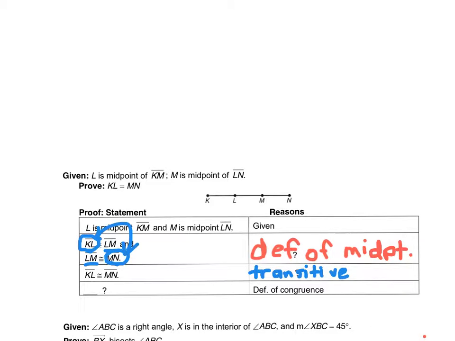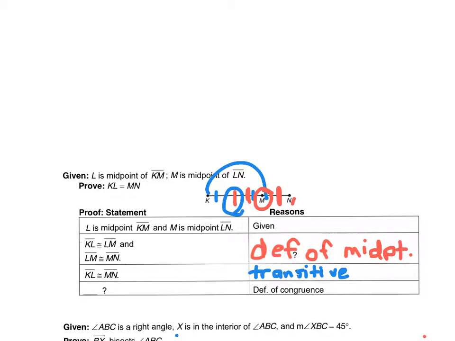Can you explain the definition of the midpoint one? So the midpoint basically says, by a definition of a midpoint, we know that if a point is the middle of the segment, it cuts that segment into two congruent parts. So if L is the midpoint of KM, then I know that KL is congruent to LM. Does that make sense? And then the same is true the other way around. If M is the midpoint of LN, then I know that LM is congruent to MN.